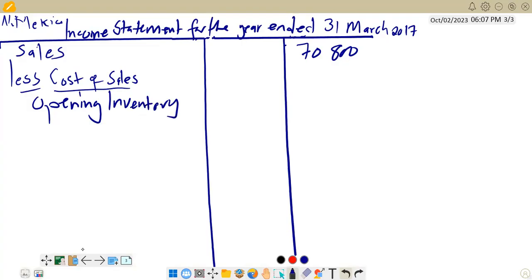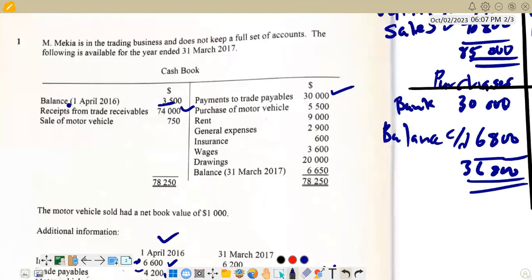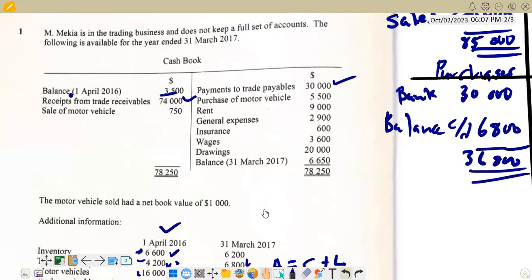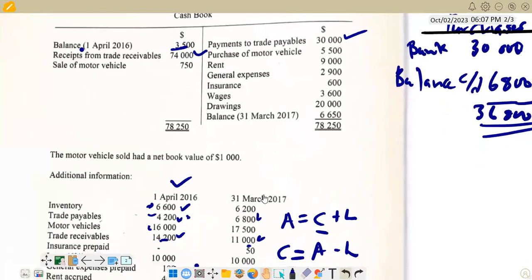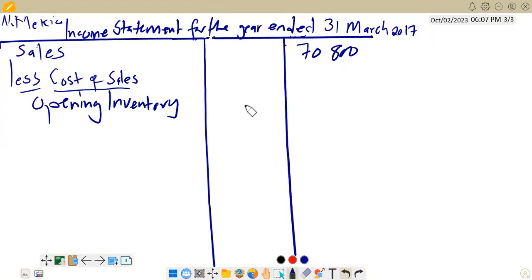Right, we go back to the question to find the figure for opening inventory. Right, we have our list of balances there. That's where we've got the figure for inventory. We are seeing it. It's 6,600. So we've got inventory 6,600. So we're going to put it here. Then after opening inventory, we add purchases.